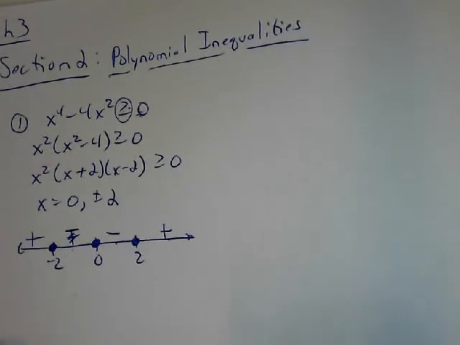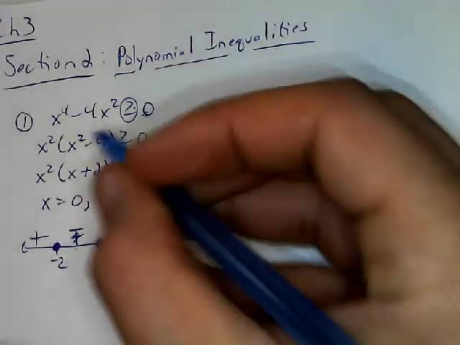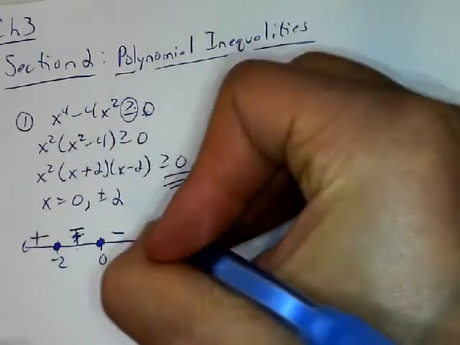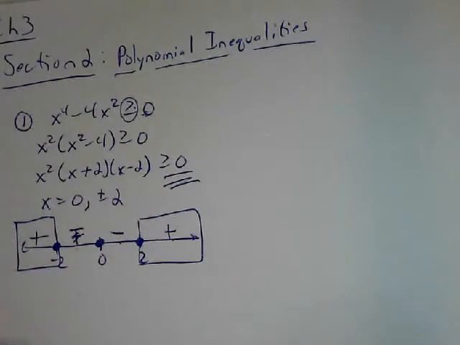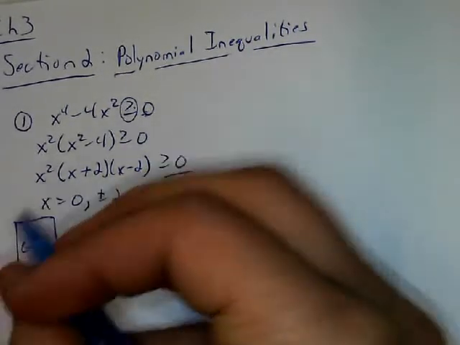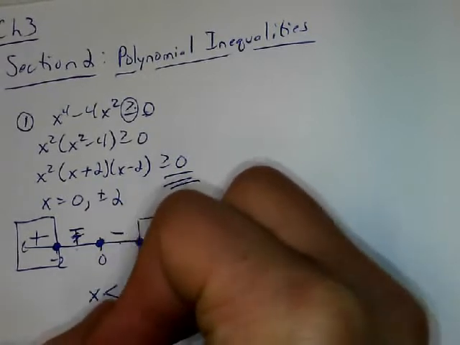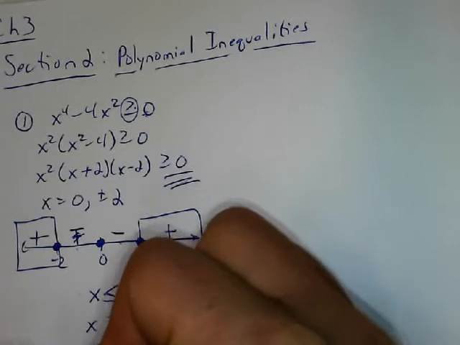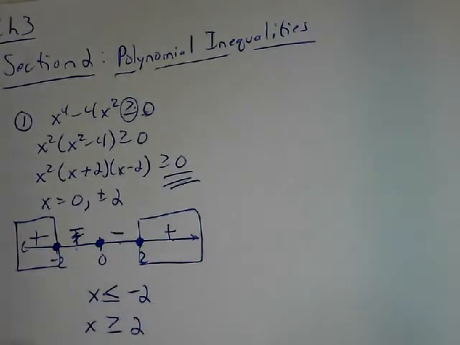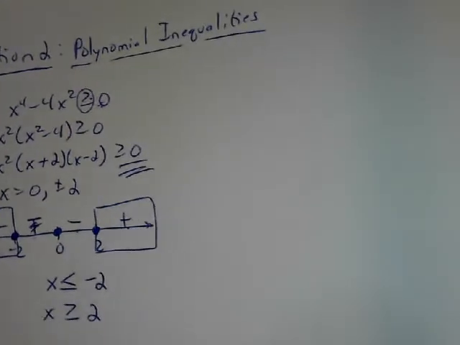Therefore, you just have the answer in front of you. When is it greater than or equal to 0? When it is positive. So this region here, this region here. We just have to write that. So x must be less than or equal to negative 2, or x must be greater than or equal to 2. I'm going to share with you some new notation for this.